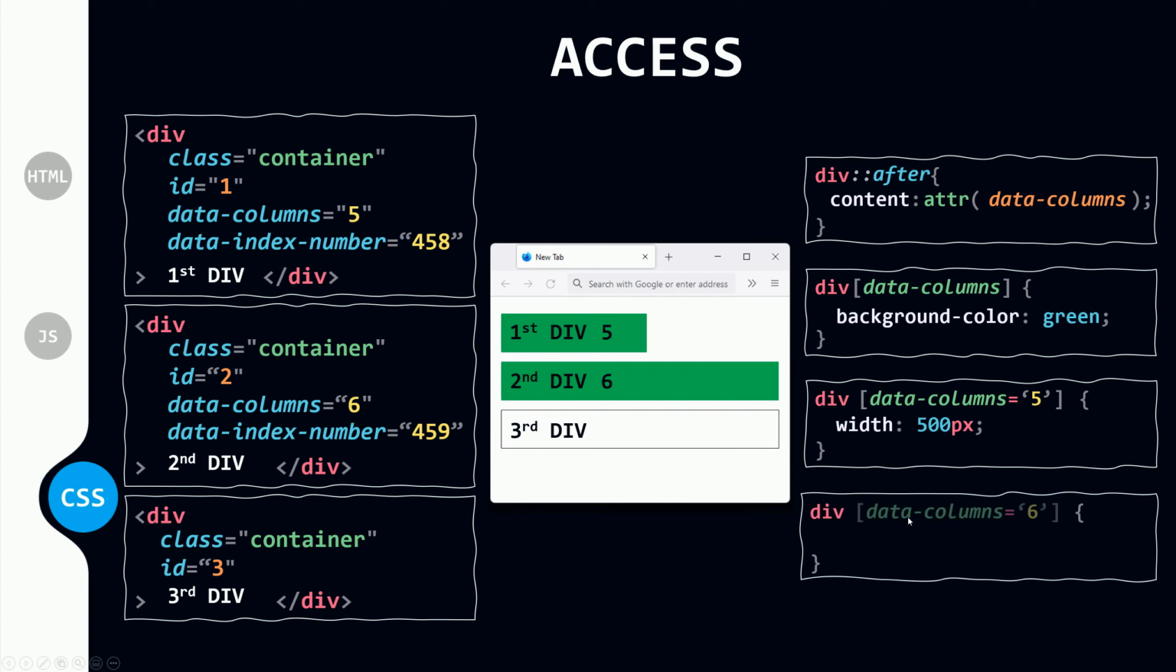And then if I use data-columns equals 6 and set the width to 600 pixels, only the second div here will have 600 pixels for the width. And that's how you can access your custom attributes using the attr built-in function, and that's how you can select your elements using your custom attributes. And that's it for this tutorial. This is the end of it. I hope you learned something new and I hope you enjoyed the video.